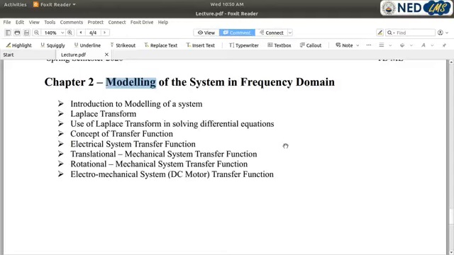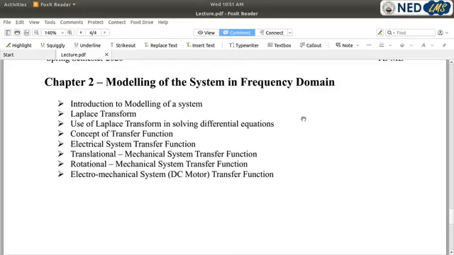In this chapter, we will model a physical system in the frequency domain. As discussed in chapter 1, we will use Kirchhoff's laws in case of an electrical system and Newton's laws in case of a mechanical system. Both will yield differential equations relating input and output, which are time domain differential equations in specific.